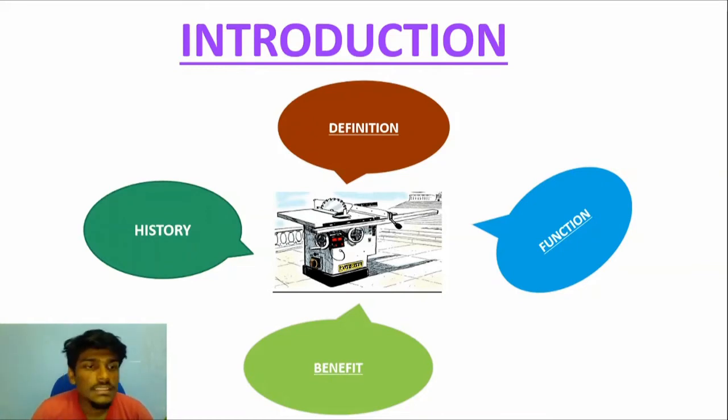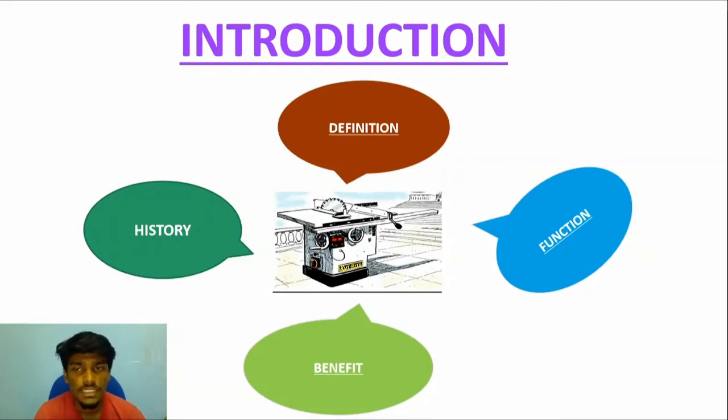The third point is the definition. A table saw is a woodworking tool consisting of a circular saw blade mounted on an arbor that is driven by an electric motor. The blade protrudes through the top of the table, which provides support for the material being cut.